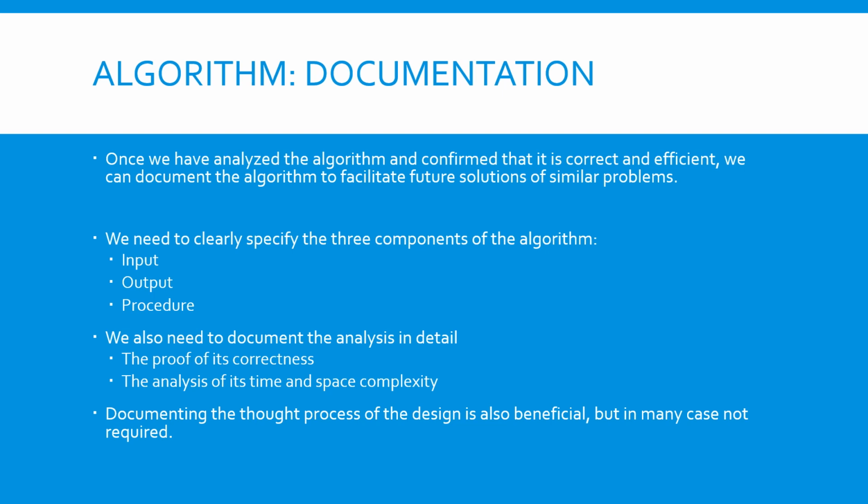In this case, we will document the algorithm, which may involve publishing the algorithm in related conferences or journals. To document an algorithm, we need to specify all of its basic components. They are the input, output, and the procedure. We should also include detailed proof of correctness and the analysis of its time and space complexity. Documenting the design thought process is usually encouraged, as it may help people solve similar problems in the future. However, it is usually not required.